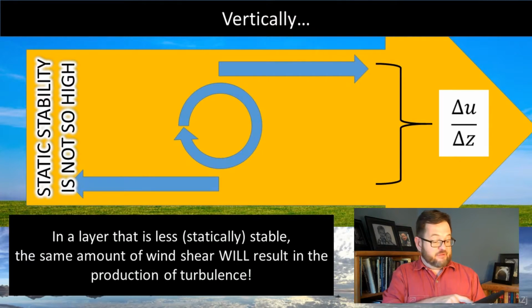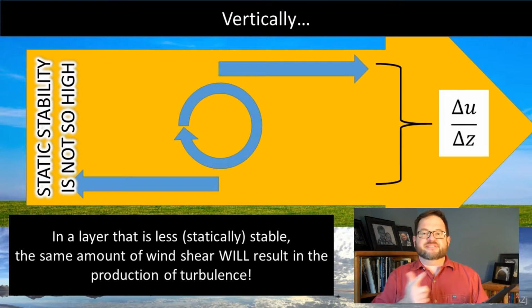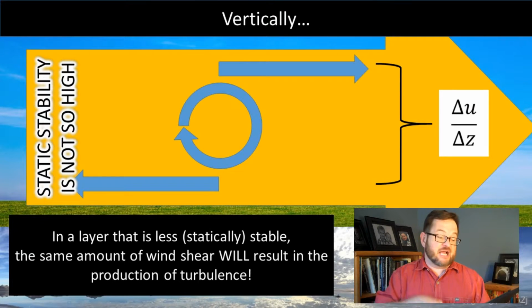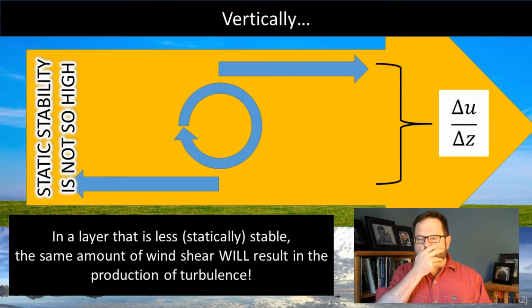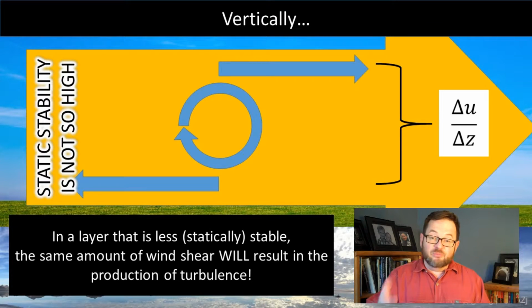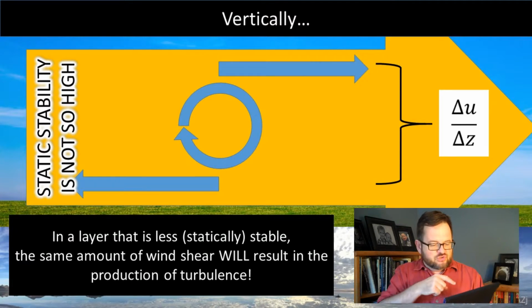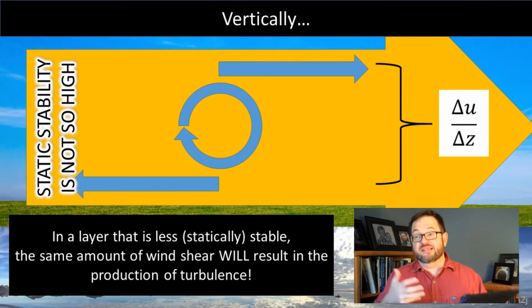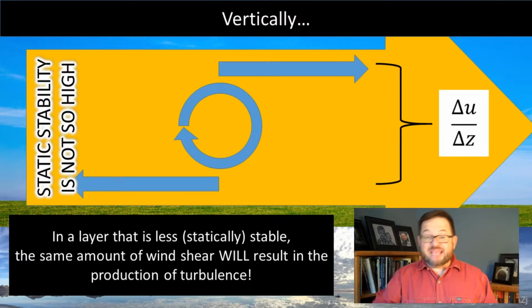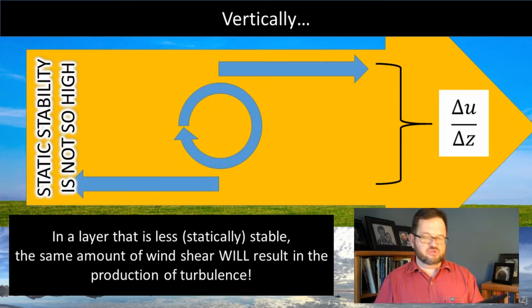On the other hand, if I changed the label on the left there, now I'm saying, well, what if we still have that same amount of wind shear, but now static stability is not so high? All right, this air is closer to being statically neutral. Well, then it won't be so hard to produce rising and sinking motions. This wind shear will be able to produce these vertical eddies, and you'll get rising and sinking motion associated with them and so on. So in this layer that was less statically stable, the same amount of wind shear was able to produce turbulence.